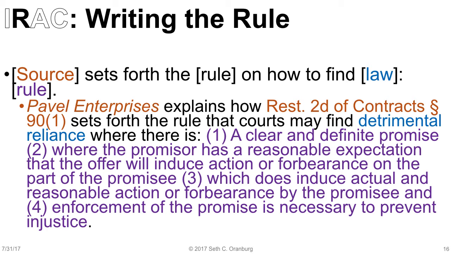The rule comes from the case, and as I understand the rule, Pavel Enterprises, that's the source, explains how the Restatement Second of Contracts, sort of the deeper source that it pulled from, sets forth the rule on how to find, this is the legal issue, detrimental reliance. What's the rule? You need to have 1, a clear and definite promise, 2, where the promisor has reasonable expectation that the offer will induce action or forbearance on the part of the promisee, 3, which does induce actual and reasonable action or forbearance by the promisee, and 4, enforcement of this promise is necessary to prevent injustice.